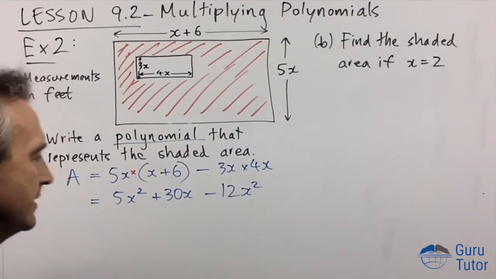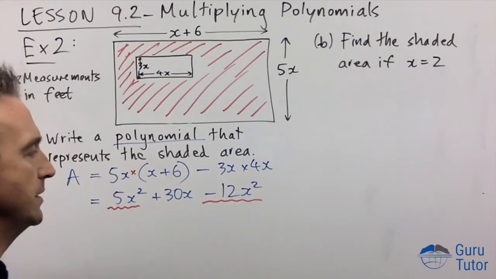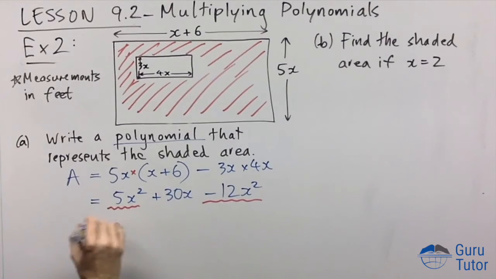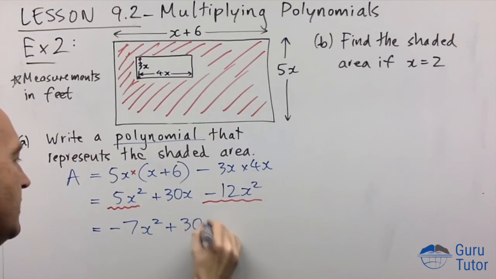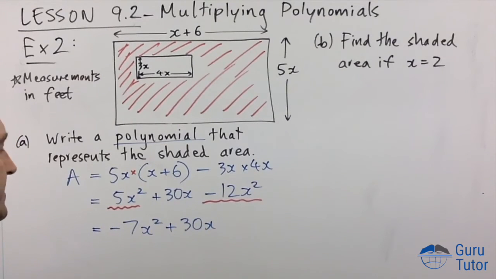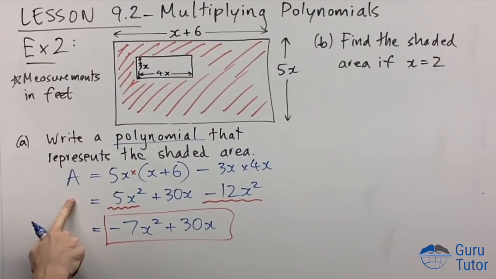Are we done? Collect the like terms. Oh, we've got 5x squared minus 12x squared. Let's subtract those. 5 minus 12 is minus 7x squared plus 30x. That is a single polynomial representing this shaded area. Alright? This is a function, isn't it? Right? We've got an input x and we've got an output area. This is actually a function.